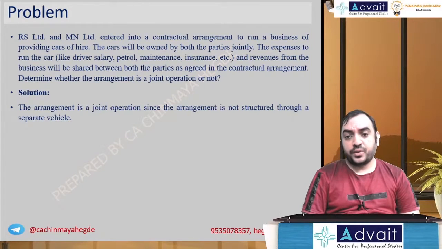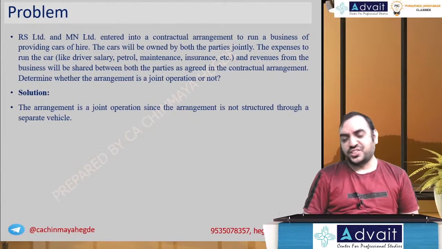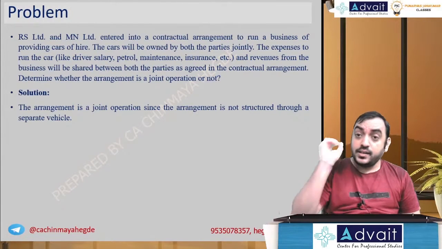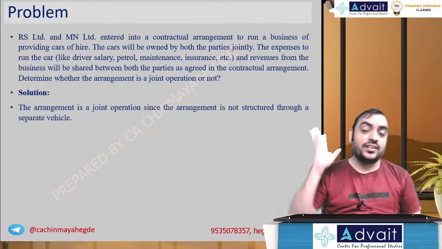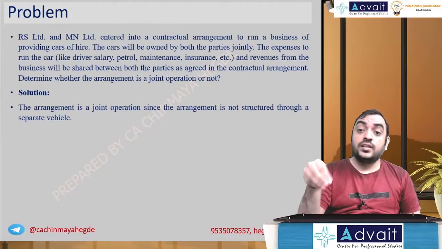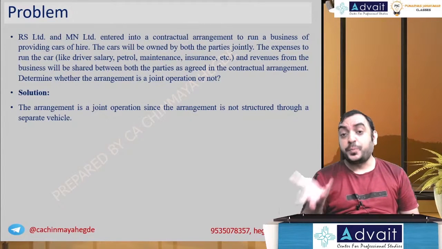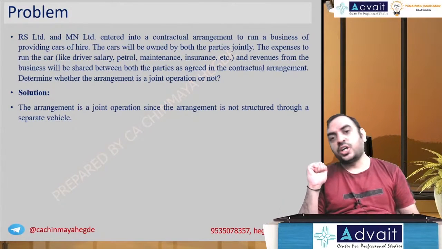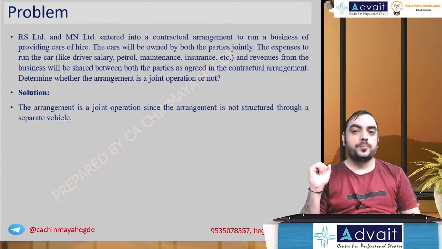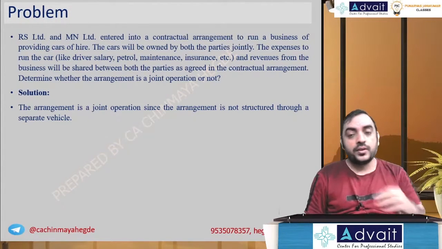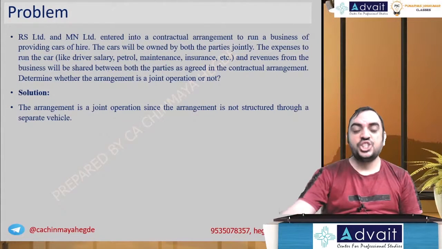Whether the arrangement is a joint operation or not, again a straightforward, simple answer: there is no separate entity, no separate vehicle. When a separate entity is not formed, straight away you can say joint operation. If an entity is formed, then you look at the substance or the form. In the sense, what is the purpose of the entity? You may come to a conclusion of joint operation, or you may come to a conclusion of joint venture. But when a separate vehicle is not there, a separate entity is not formed, straight away you can say it is a joint operation.